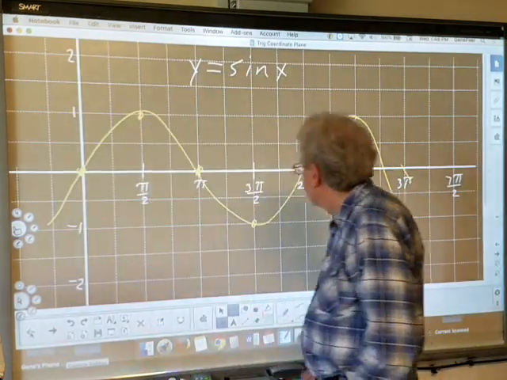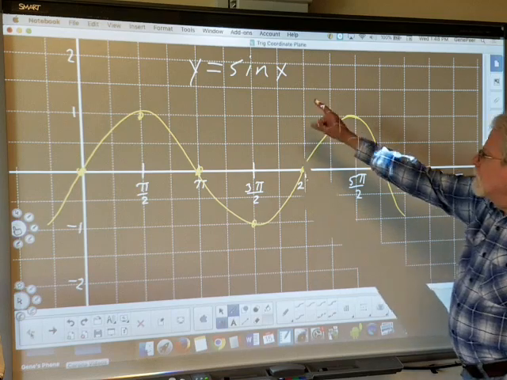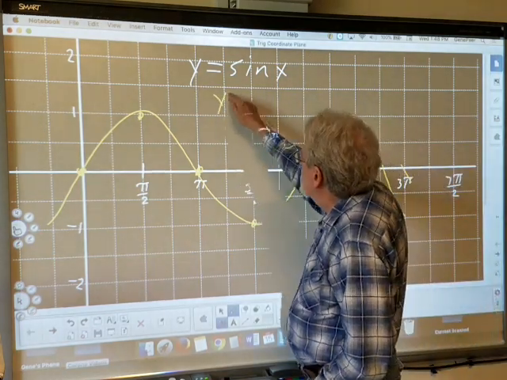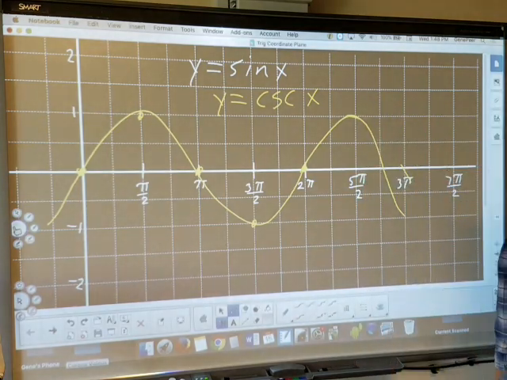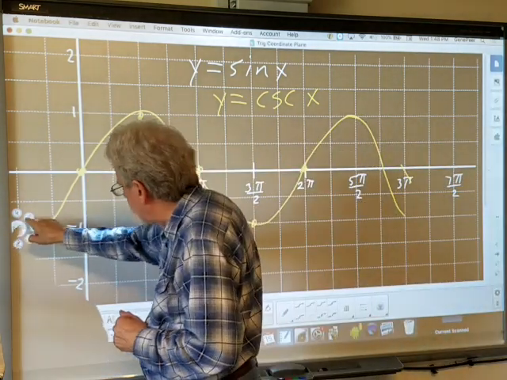So, back here, the reciprocal sine, therefore, will be y equals cosecant of x. So how do you graph cosecant of x? Let's start doing some reciprocals.